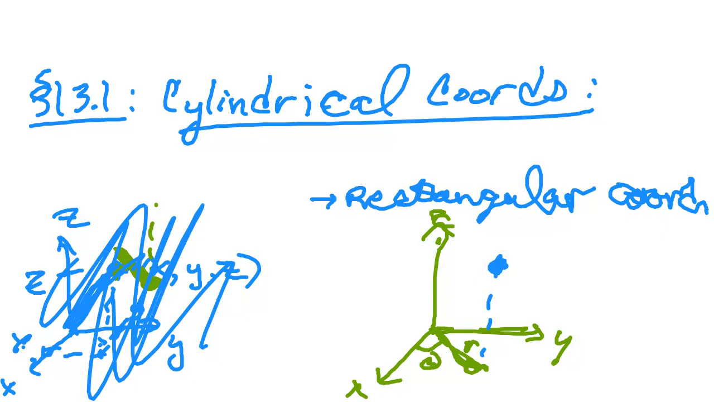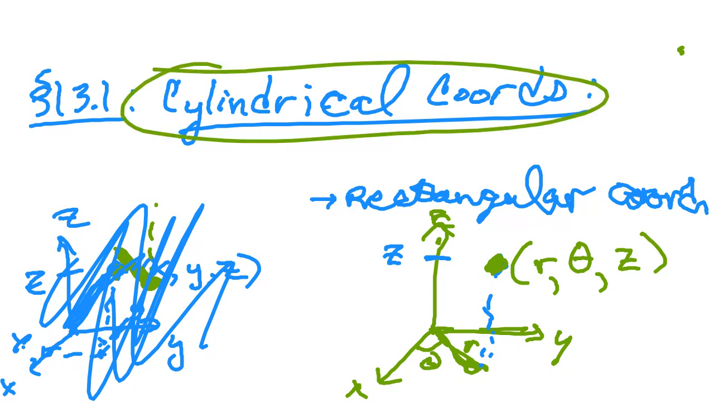And then the question is, how do we get to that height? Well, that height is still given by z, right? So that height of z is still the same height. So this ordered triplet in cylindrical coordinates is now given by, instead of x, y, z, out r, that's the distance, angle theta, and then a height of z. So r, theta, z is how we're going to represent the cylindrical coordinates there.